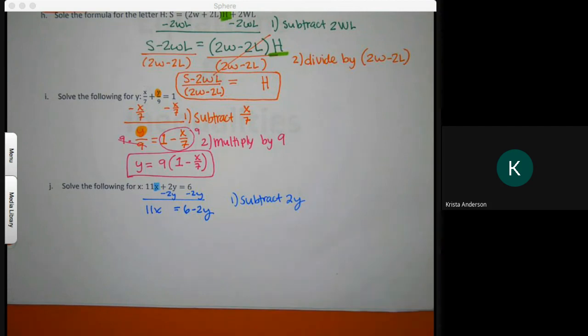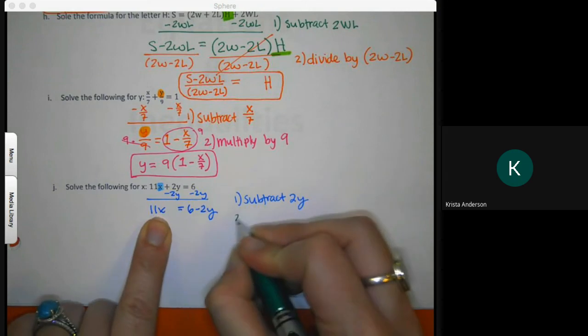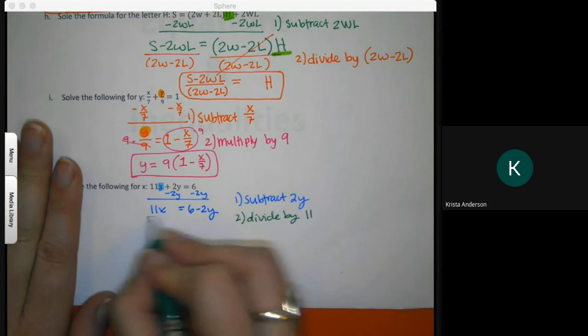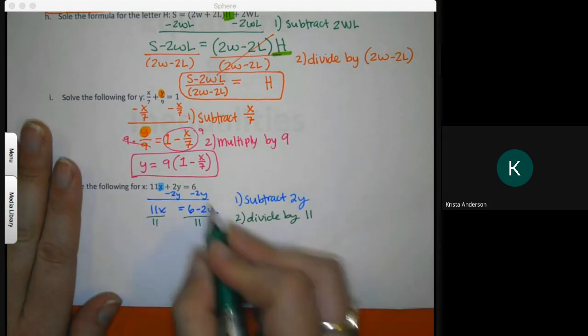My last step to get x by itself would be to divide by the 11. And I could divide the whole thing by 11.